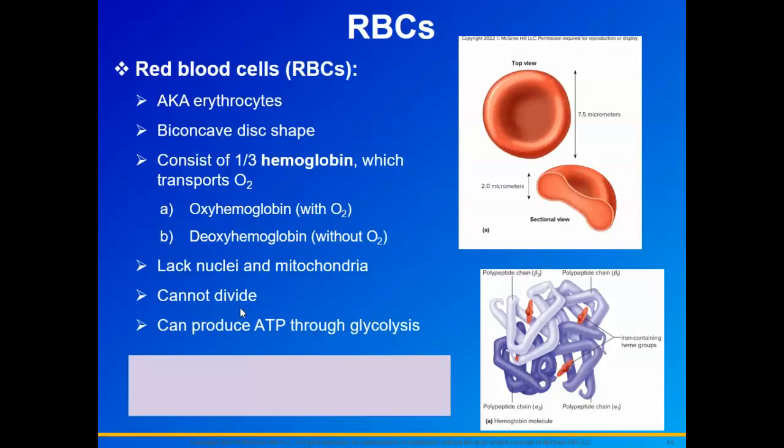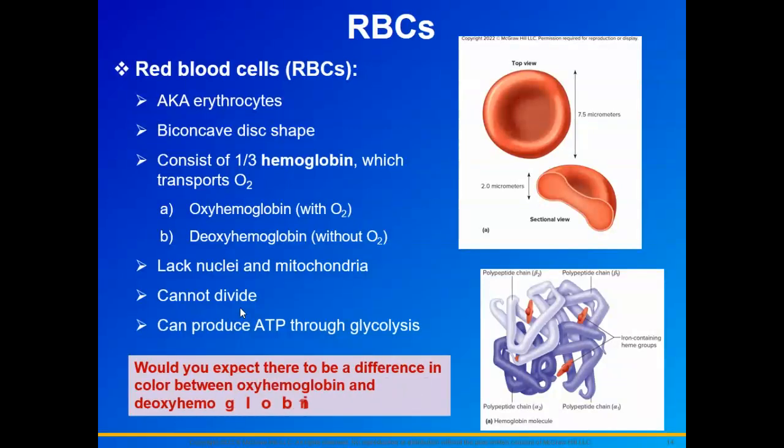Where does hematopoiesis occur? Very good. Red bone marrow. Class, where does it occur? Oh, there's more of you. All right. All right, so I'll take a hand on this one.